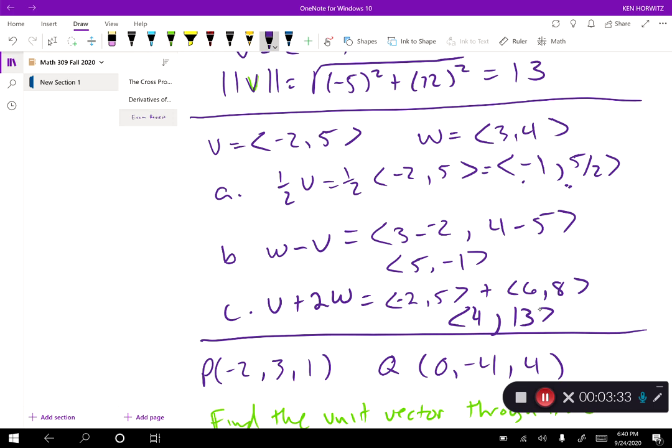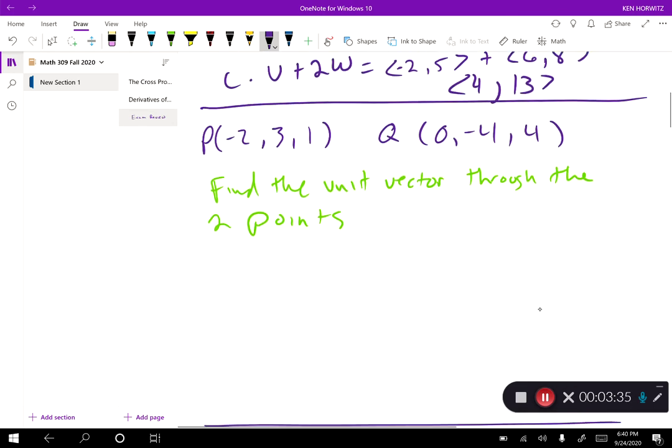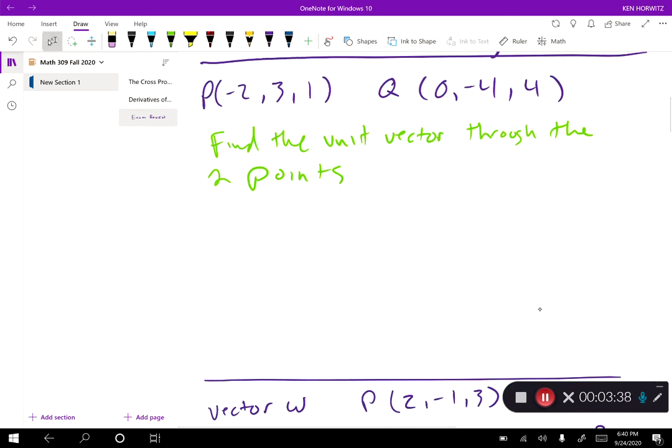Now we're going to move to vectors in space. The reason I know that these are vectors in space is because there are three components. So if I want to find the vector between these two points, I do final minus initial. So why don't you pause the video, do final minus initial, and we'll talk about it on the back end.